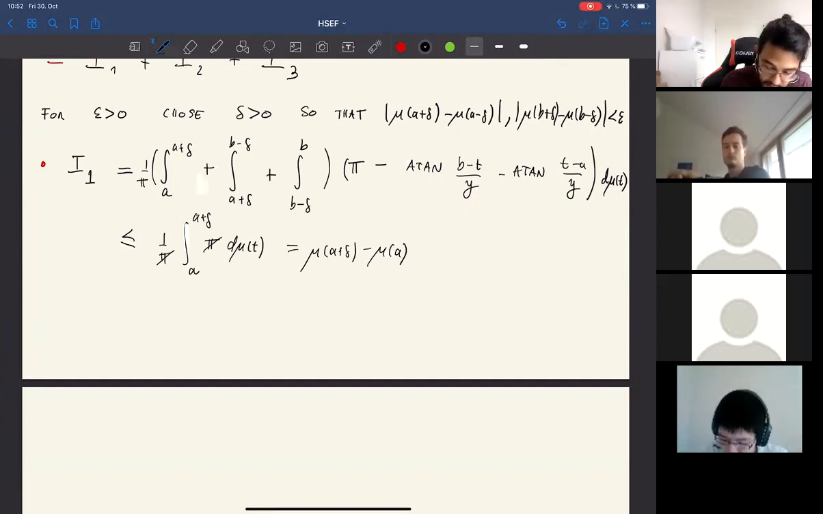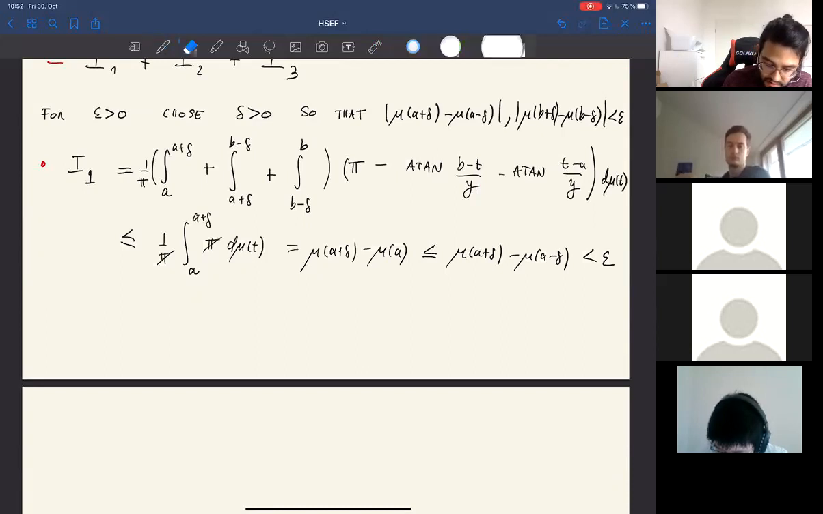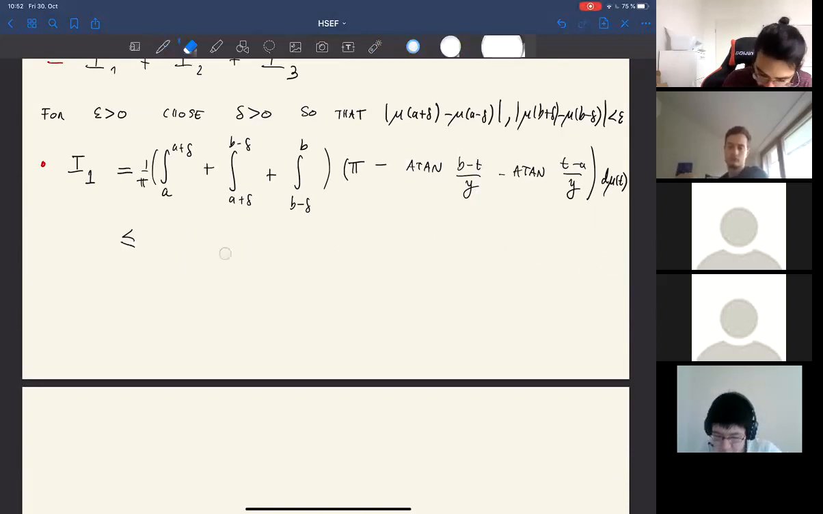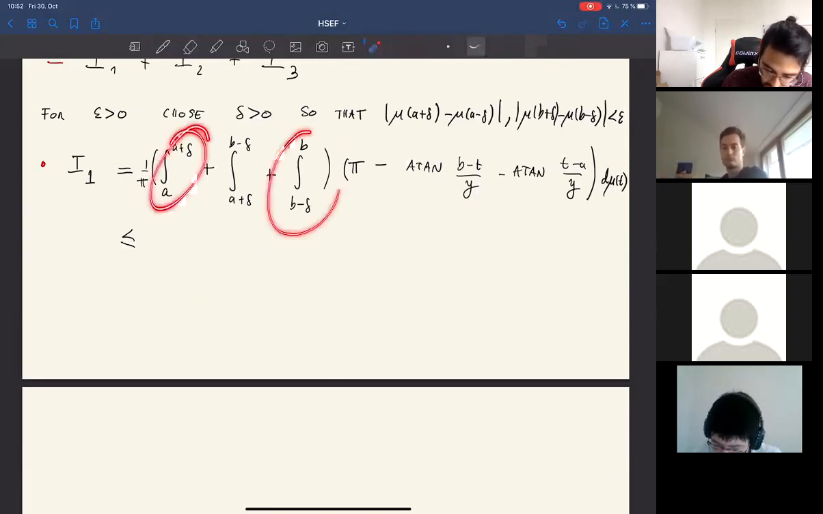Yeah, there is. So this is just that, but this is less or equal than mu of a plus delta minus mu of a minus delta, which is less than epsilon by choice. So I know now that, let me erase this whole thing, these two bits, this one and this one, will contribute with almost epsilon each one. So I have a 2 epsilon.